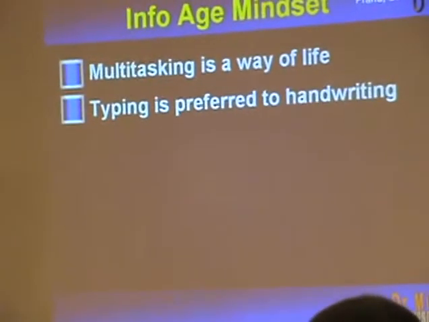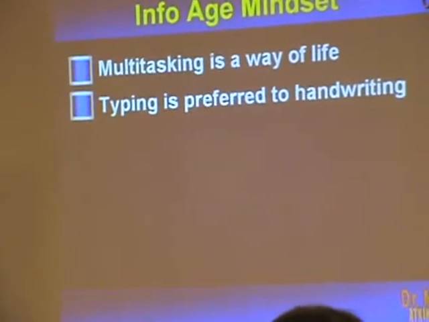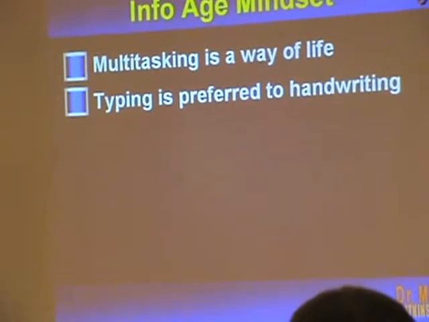Typing is preferred to hand. Anybody write anymore? Yeah, you do still? It's a vanishing thing, you know? If you want to really believe this, next time you have to send a memo, grab a yellow pad or whatever, and try to write it. You'll be so frustrated that you'll throw the thing away because we're so used to typing.